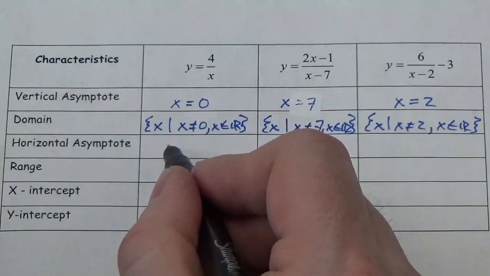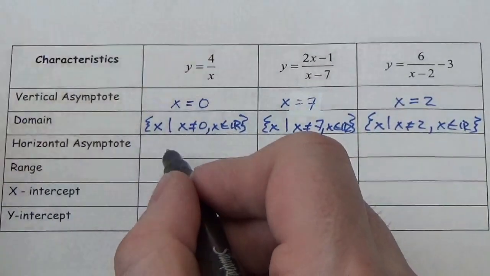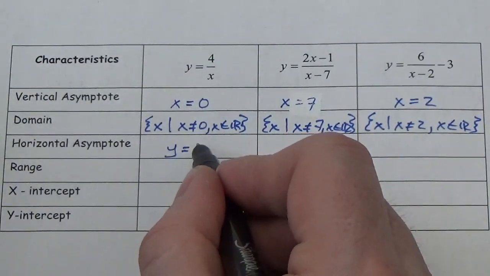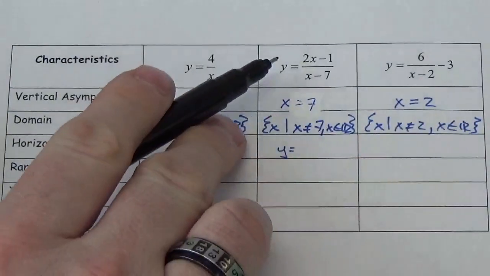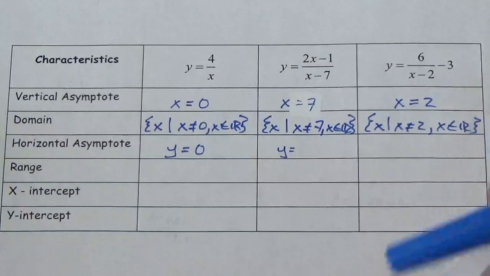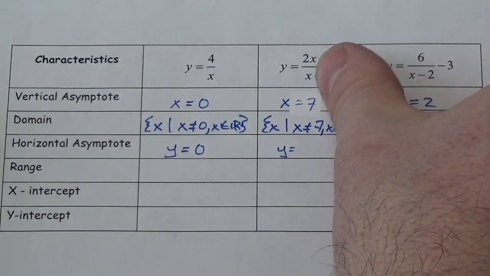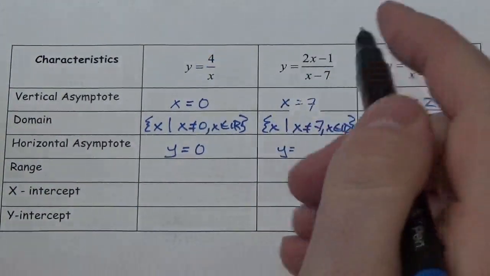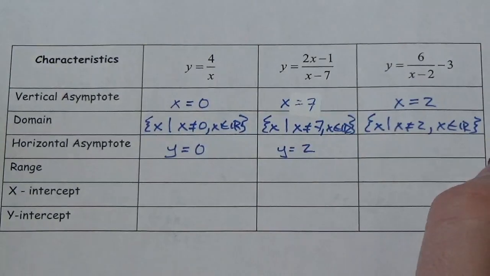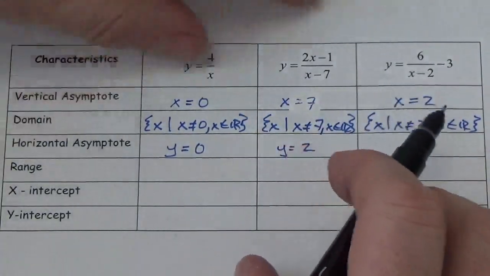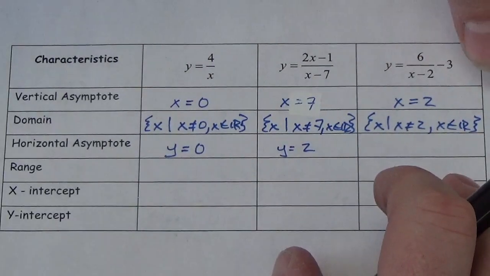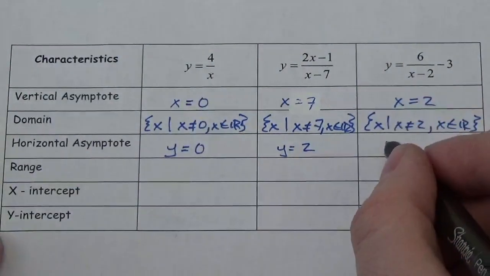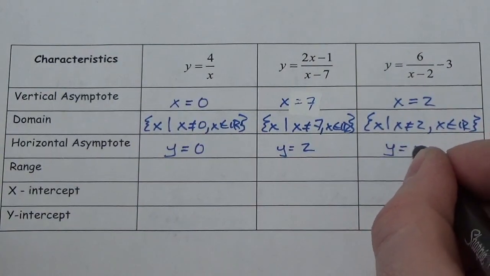For the horizontal asymptote, well, here, that vertical stretch isn't going to change the horizontal asymptote, so it's still going to be y equals 0. Here, the degree of the numerator is the same as the denominator, so it's just going to be the ratio of the leading coefficients, which in this case is going to be 2 and 1. So this will be y equals 2. Here, because of the way it's written, the horizontal asymptote, if you didn't have the -3 there, would be at 0, and that's been moved down 3. So the horizontal asymptote is going to be y equals -3.